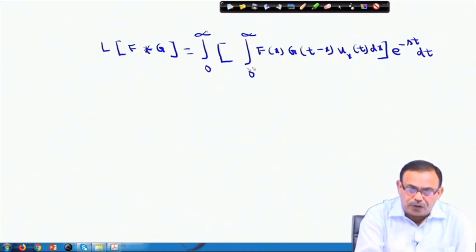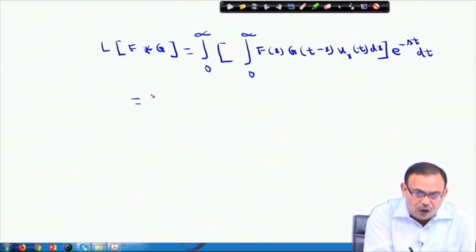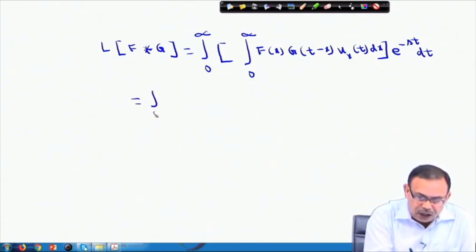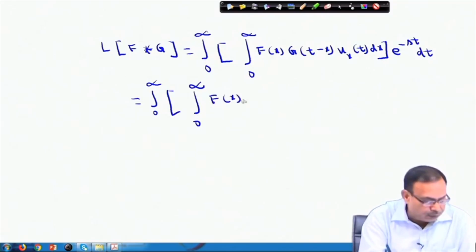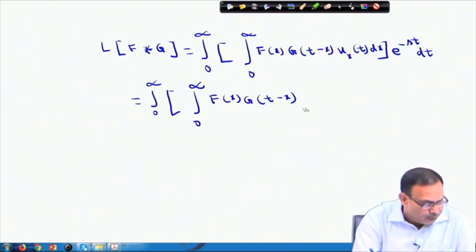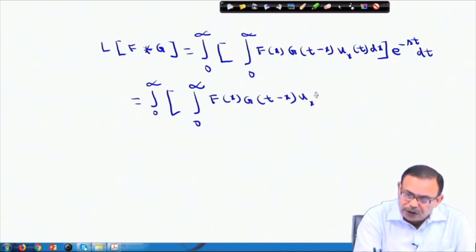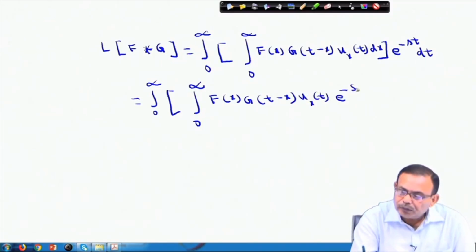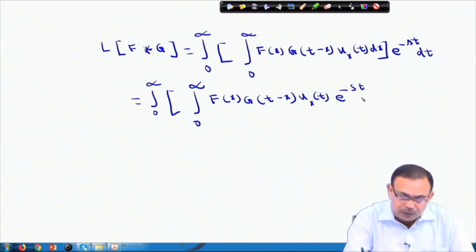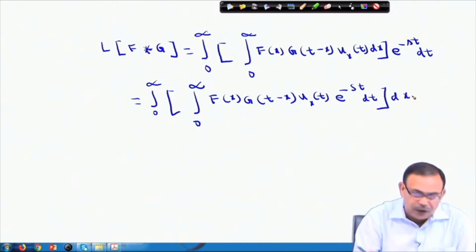And once both limits are 0 to infinity, by changing the order of the integration, I can write this as 0 to infinity f(x) g(t minus x) u(x,t) e^(-st) dt, and then your dx will come.